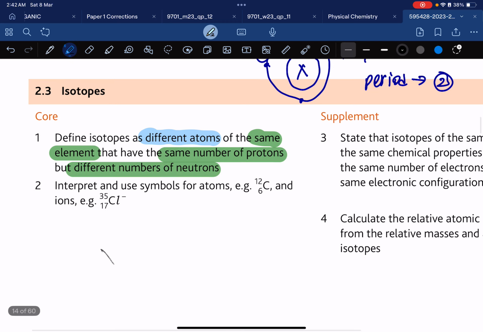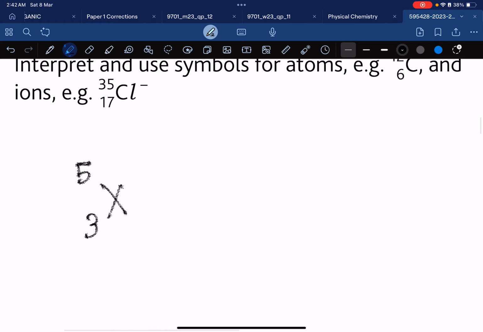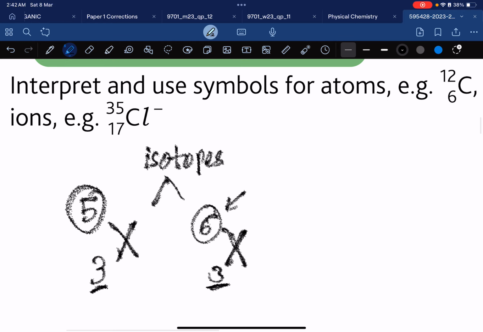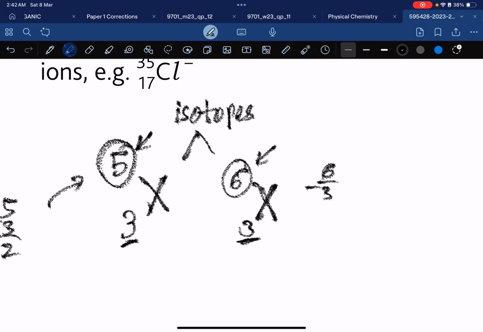That means I can have something like X with proton number 3 and nucleon number 5. This is just something I made up. And X with proton number 3 and nucleon number 6. These two are isotopes of each other because they are the same element X, with the same number of protons but a different number of neutrons. It's the number of neutrons that affects the nucleon number. So 5 minus 3 is 2, so I have 2 neutrons here. 6 minus 3, let me get that. Just a second.